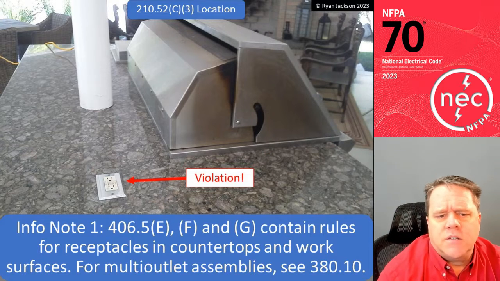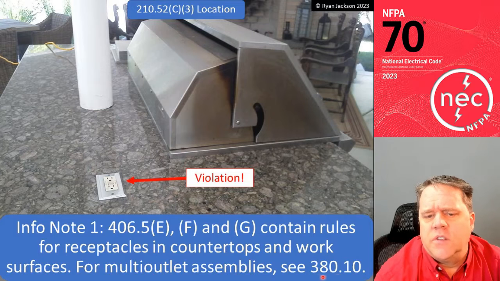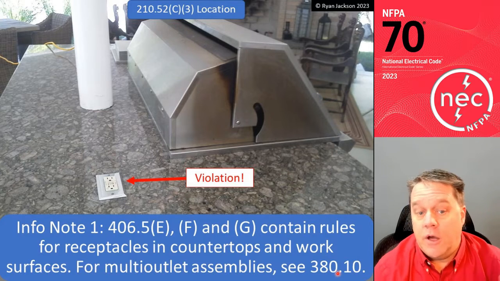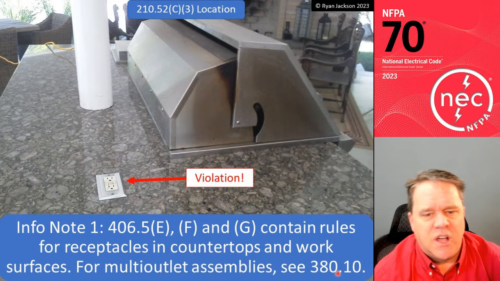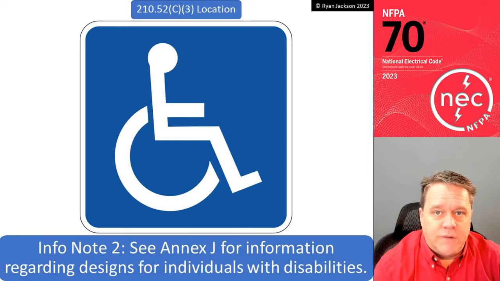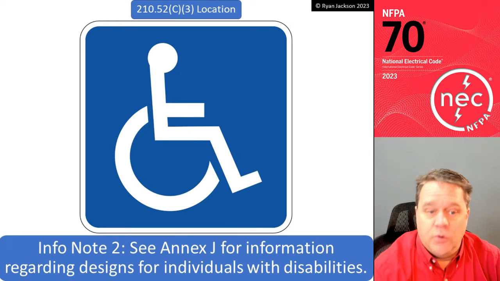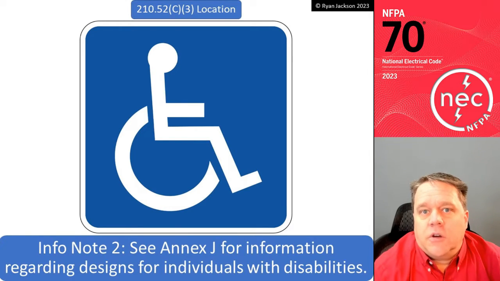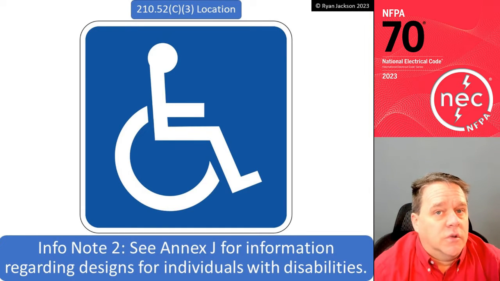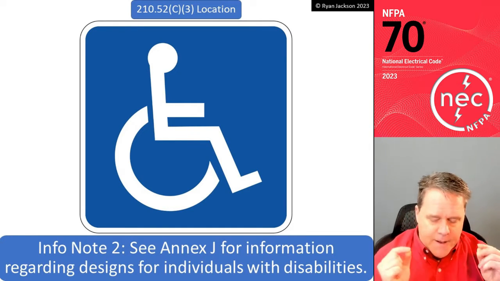The other thing that I mentioned is for multi-outlet assemblies, take a look at 380.10. That's just uses permitted for countertop or for multi-outlet assemblies. Not too much interesting there. The last thing, 210.52(C)(3) informational note 2, reminds us to take a look at Annex J for information regarding designs for individuals that have disabilities.